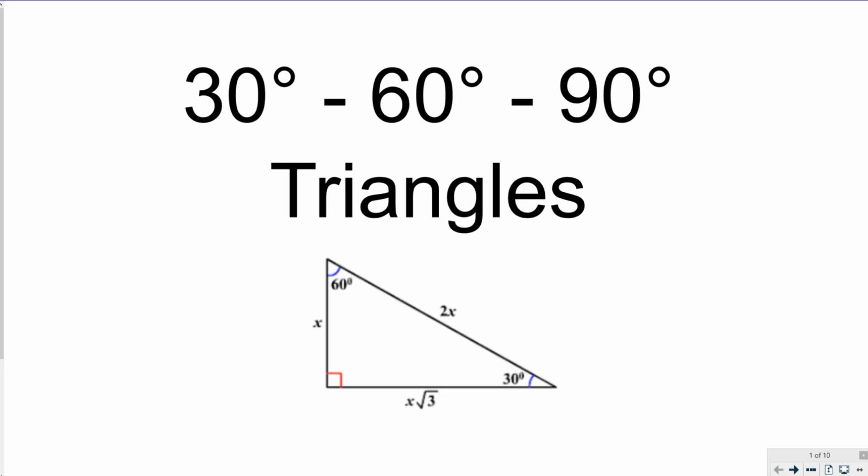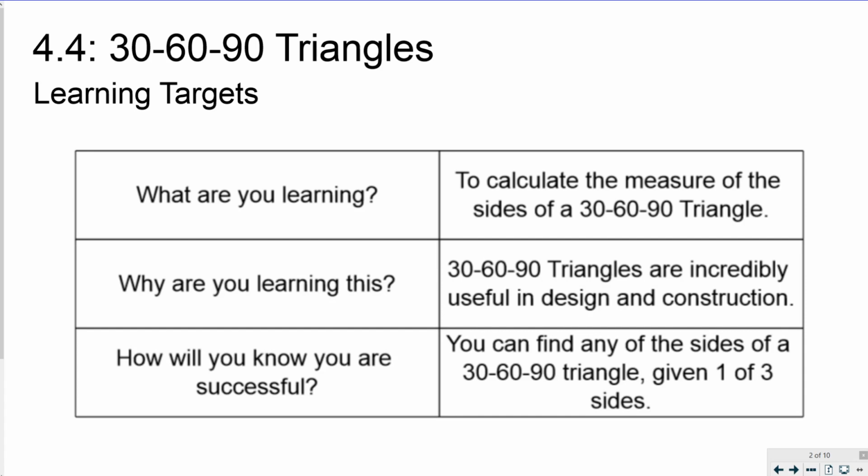Hi guys, welcome to the video on 30, 60, 90 degree triangles. We're going to be learning to calculate the measure of the sides of a 30, 60, 90 triangle. We're doing this because 30, 60, 90 triangles are incredibly useful in design and construction and have applications in physics principles. And you'll know you're successful when you can find any of the sides of a 30, 60, 90 triangle given one of the three sides.